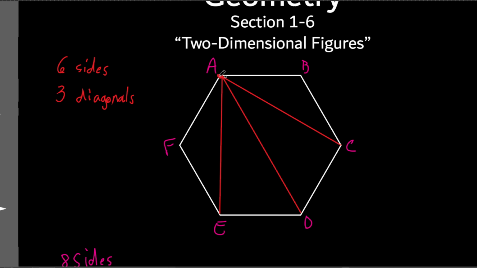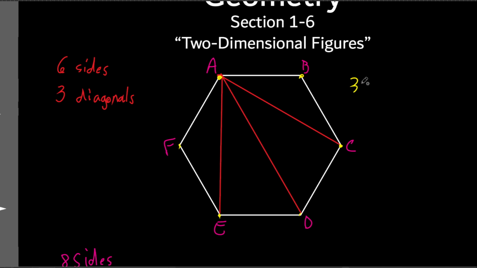So there's 3 from this one vertex. How many diagonals could I draw from this vertex? Okay, how many? Give me a number. 3. How many can I draw from here? 3. Keep going. 3, 3, 3. So how many diagonals can be drawn all together from every single vertex?